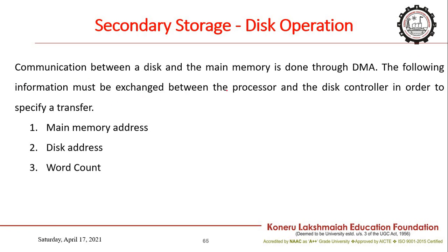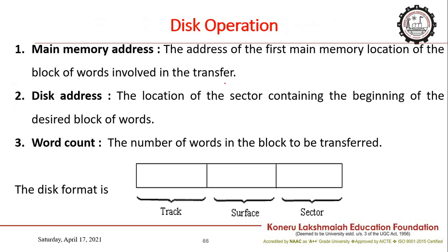The following information must be exchanged between the processor and the disk controller in order to specify a transfer: main memory address, disk address, and word count. The main memory address is the first main memory location of the block of words involved in the transfer. The disk address is the location of the sector containing the beginning of the desired block of words. Word count is the number of words in the block to be transferred.